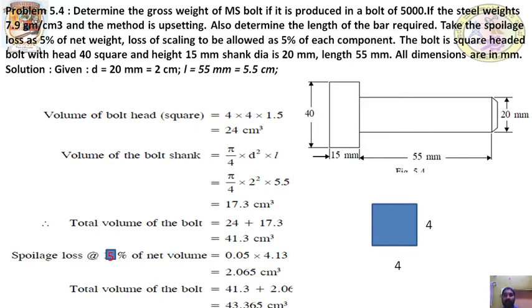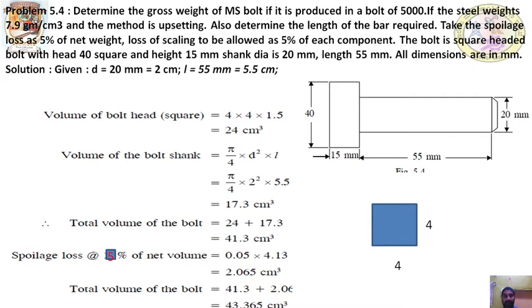The bolt is a square headed bolt with head 40 square and height 15 mm. The shank dia is 20 mm, length is 55 mm, all dimensions are in mm. So you need to calculate the gross weight of each bolt which is produced in a batch of 5000.